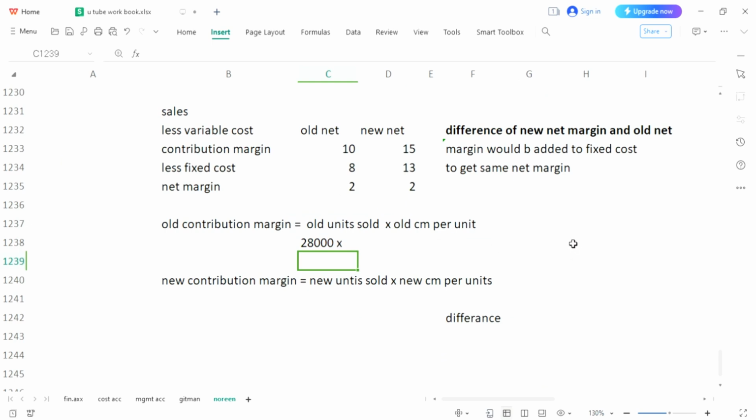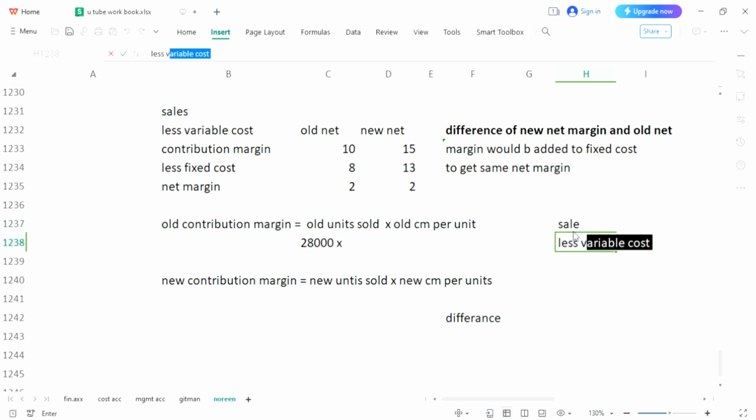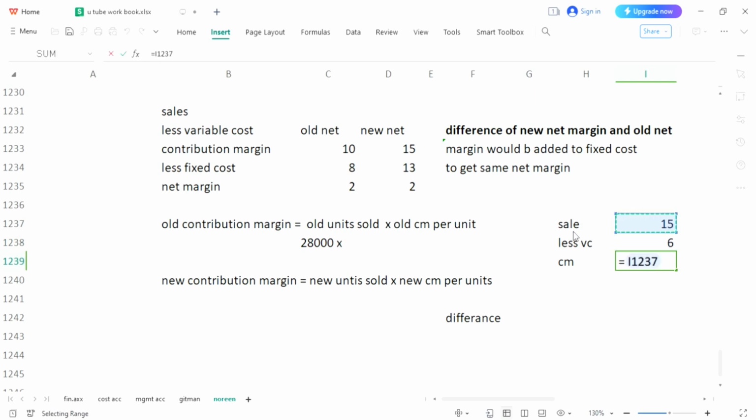Here you can calculate your old CM. How? Sale price less VC, you will get CM. Old sale price was described as 15, old VC was described as 6, so old CM would be sale minus VC. You will get your old CM.